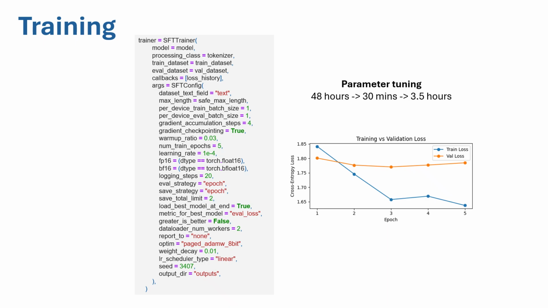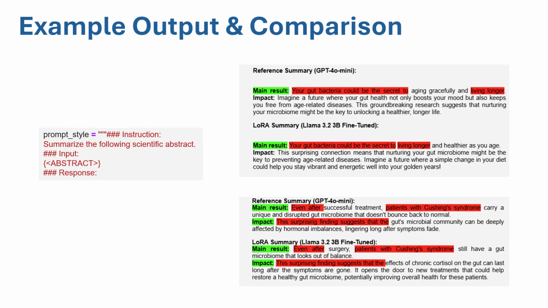I used a 3% linear warm-up to prevent early gradient divergence. And by tracking the validation loss, I was able to automatically restore the best performing checkpoint from epoch 3, just before the model began to overfit. This ensures the final model remains generalized enough to handle new and unseen abstracts.